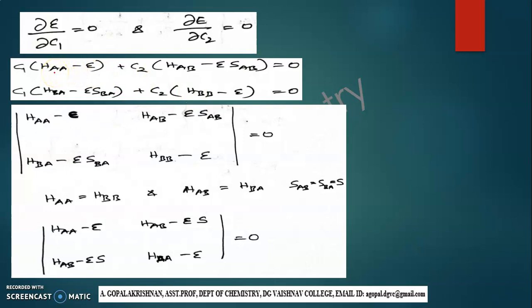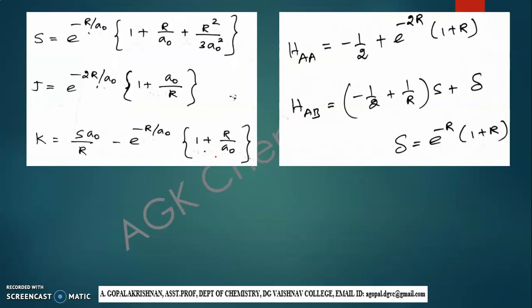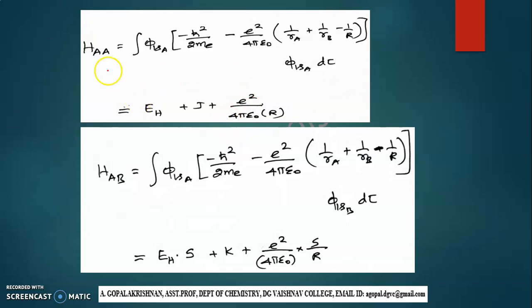What is this HAA, and HAB? I'll show here. This is the integral HAA. HAA equals the integral of Phi1sA, the electronic Hamiltonian, and Phi1sA d tau. We determined the value of this integral in the previous lecture, so I have given the result here directly. Because we have already discussed this, we don't want to waste time here. So this is the result of this integral.